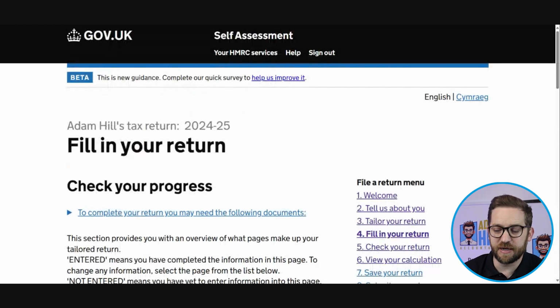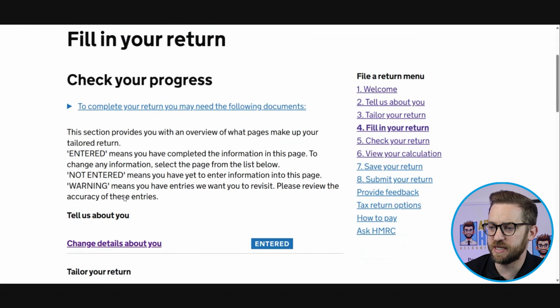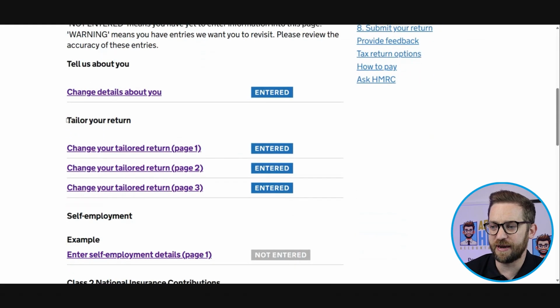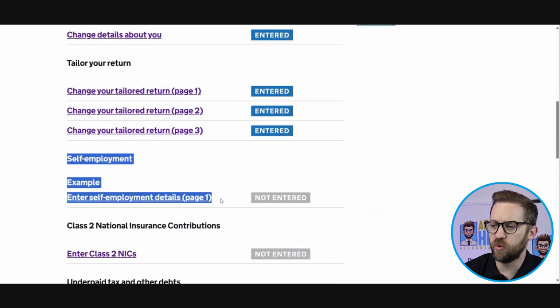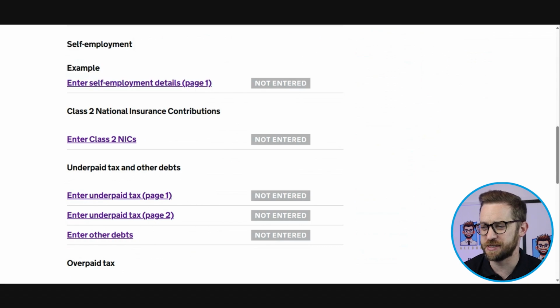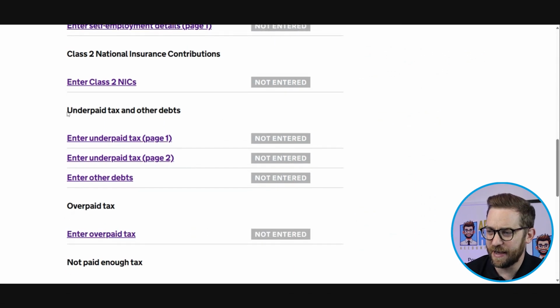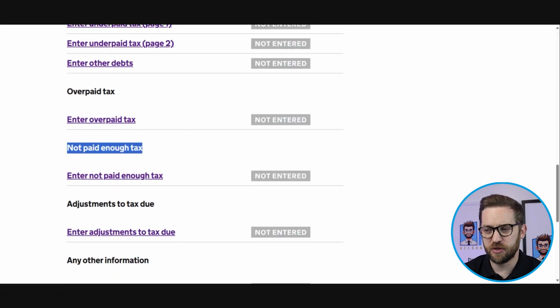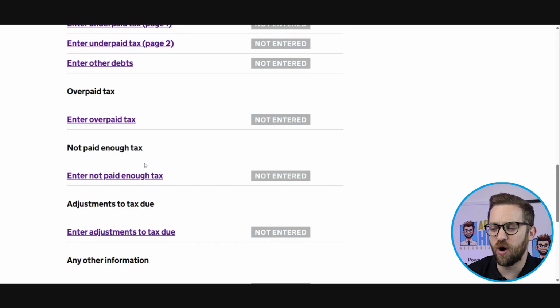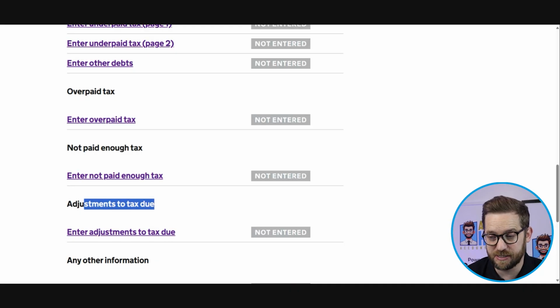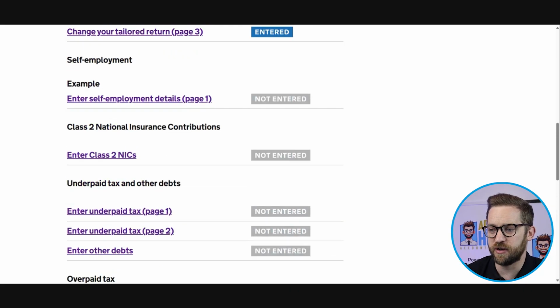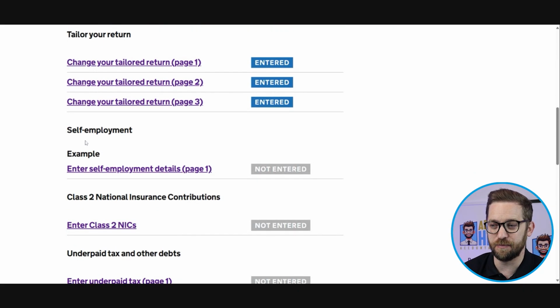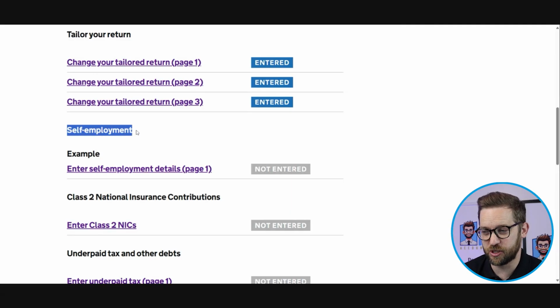So there I've tailored my tax return. If I scroll down, you can see as well as a tailor your return section, we've added the self-employment section here. We've got class 2 national insurance contributions and everything below this, unpaid tax and other debts, overpaid tax, not paid enough tax. These are all standard sections that you can't get rid of. So you might be wondering, well, why has this appeared here? I didn't tell them that I needed to complete these sections. Everybody has to, unfortunately. So the only one that I've pre-populated or told them that I need to complete are the self-employment pages, which are showing here.